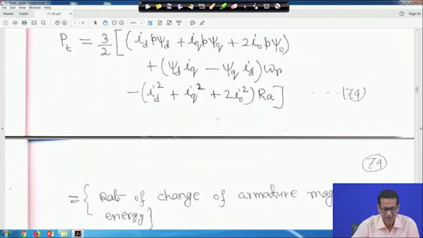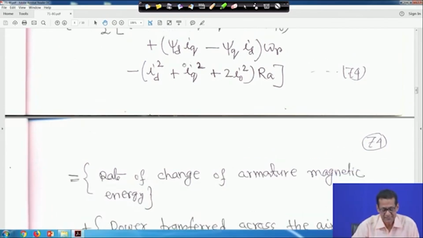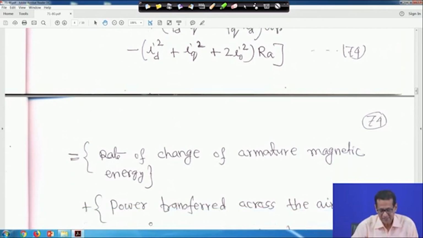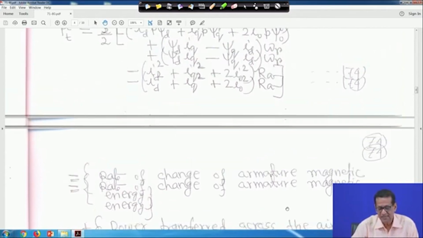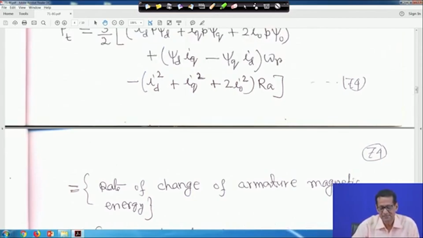For example, the first term, that is Id p psi d plus Iq p psi q plus 2I0 p psi 0, is actually the rate of change of armature magnetic energy, right. Now, the second term is more important. The second term is (psi d Iq minus psi q Id) into omega r. This is the power transferred across the air gap.